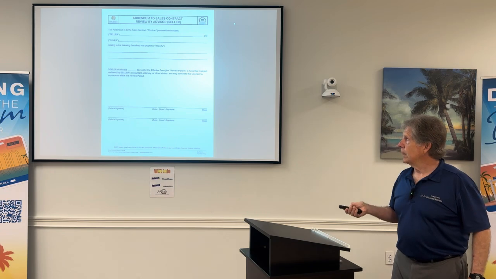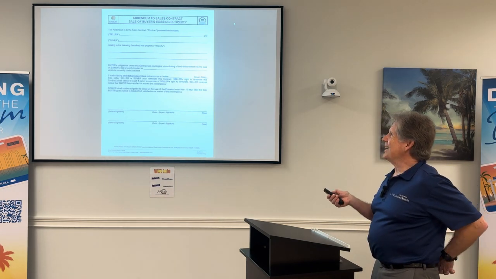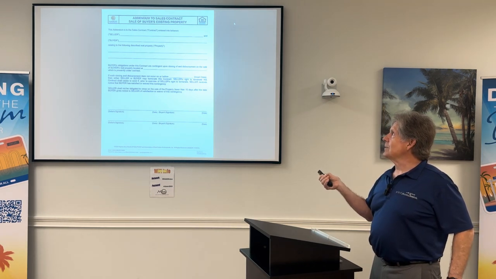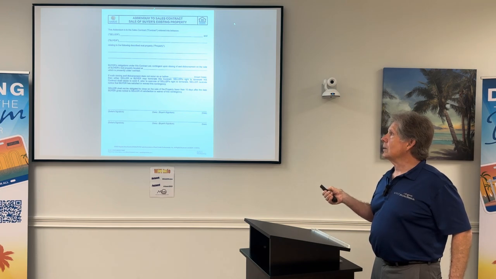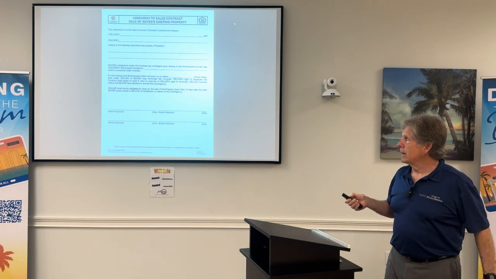Okay. All right. Then this is the form I used as an example at the beginning. Addendum to the sales contract, sale of buyer's existing property. And remember, we're using the term addendum, so we're using this at the time we're writing the offer, the contract.